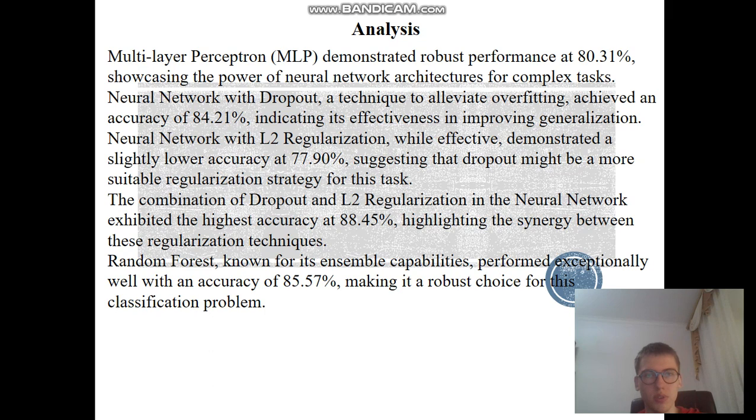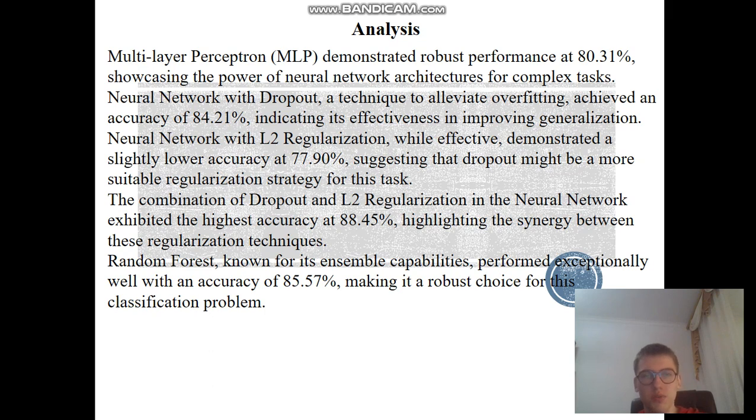Multilayer perceptron demonstrated robust performance at 80.31%, showcasing the power of neural network architectures for complex tasks. Neural network with dropout, a technique to alleviate overfitting, achieved an accuracy of 84.21%, indicating its effectiveness in improving generalization. Neural network with L2 regularization, while effective, demonstrated a slightly lower accuracy at 77.90%, suggesting that dropout might be a more suitable regularization strategy for this task.